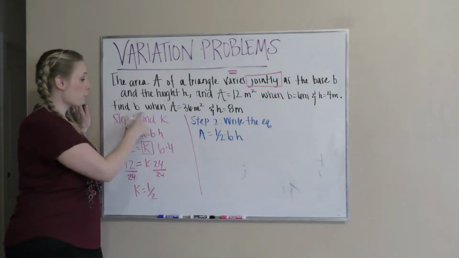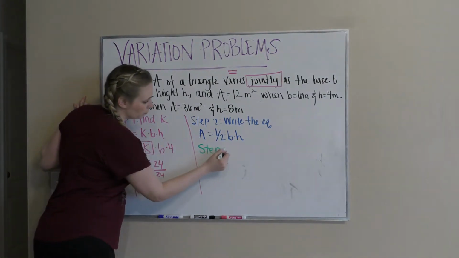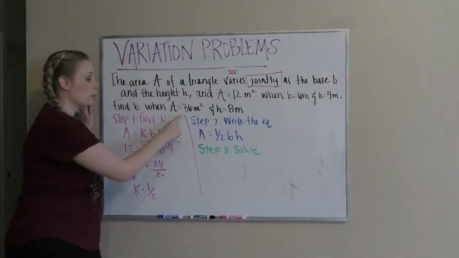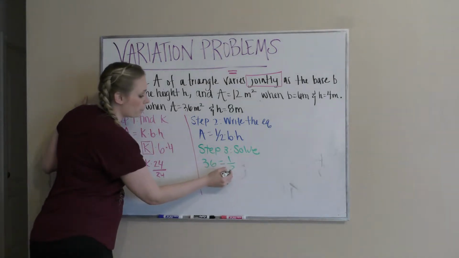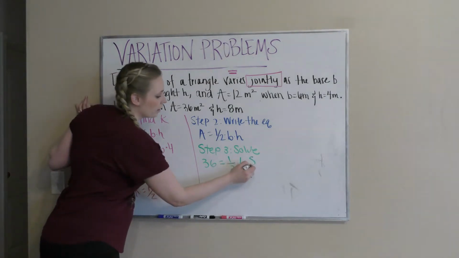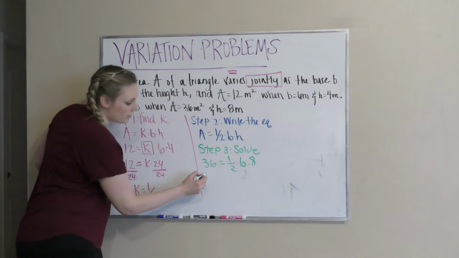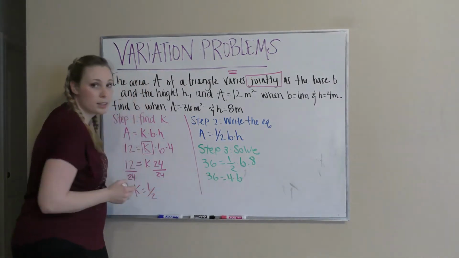And now step 3 would be to find the base. So step 3 is to solve. So we're going to plug in what we know. 36 equals 1/2 times base times 8. Well, 1/2 of 8 is 4. So this is the same thing as 36 equals 4 times base.